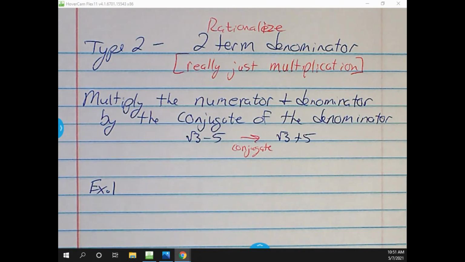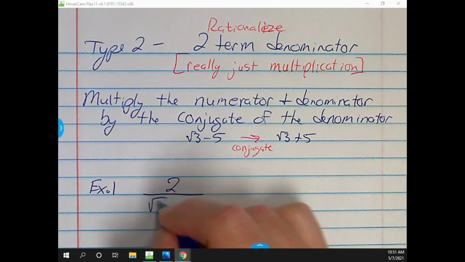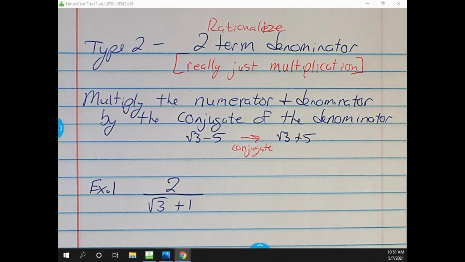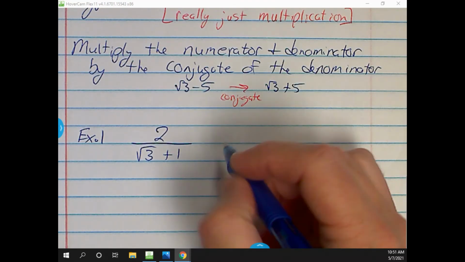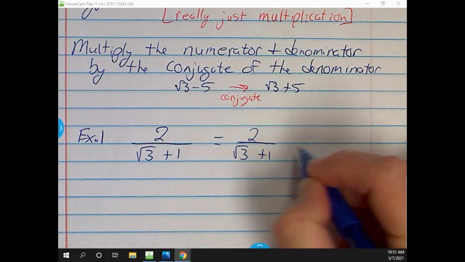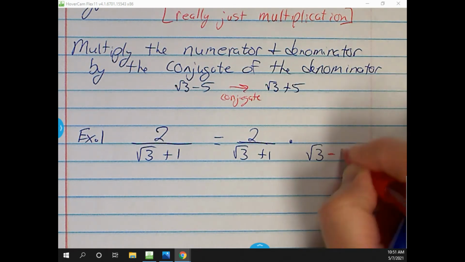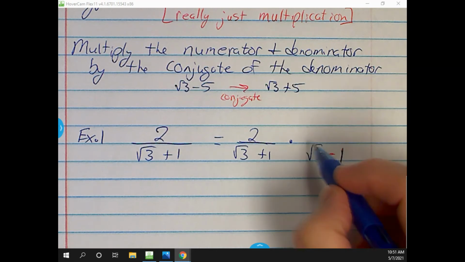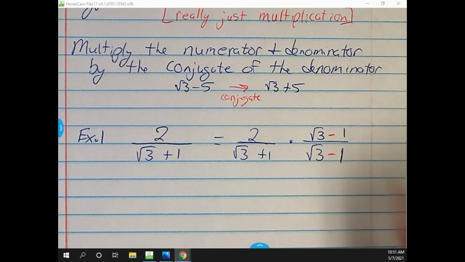All right, so for example 1. Let's say we've got 2 over square root of 3 plus 1. All we're going to do is take the original problem that we've got and multiply by square root of 3 minus 1. And whatever you do on the bottom, you have to do the same thing on the top.